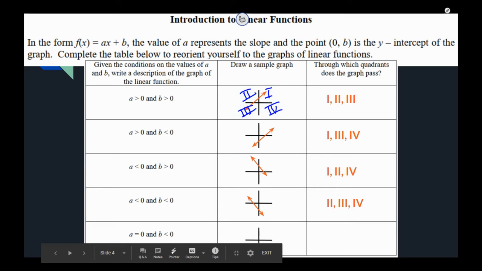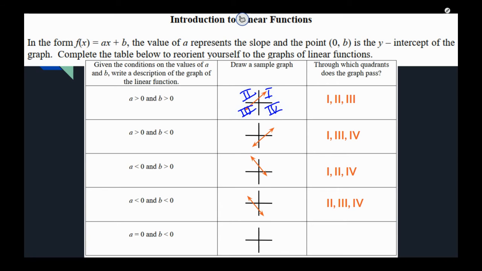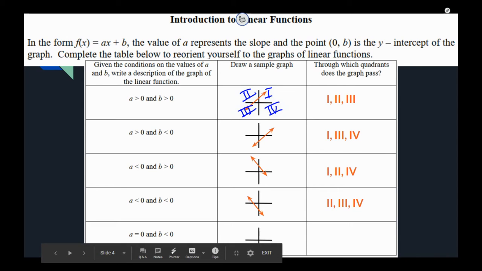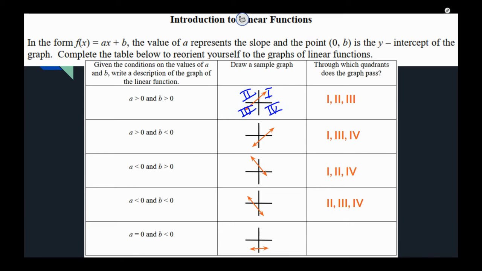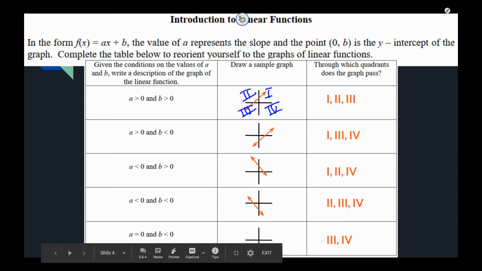And what if your slope is 0? What does your line look like? It's a horizontal line. And if your y-intercept is less than 0, it's a horizontal line below the x-axis, which means it's only going to be in 2 quadrants, 3 and 4.